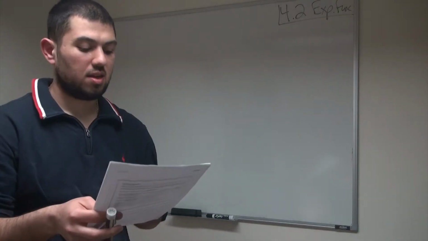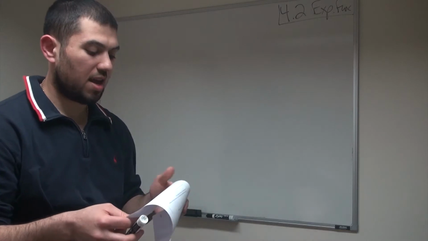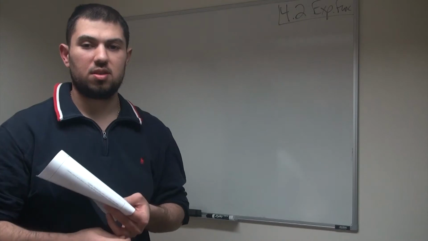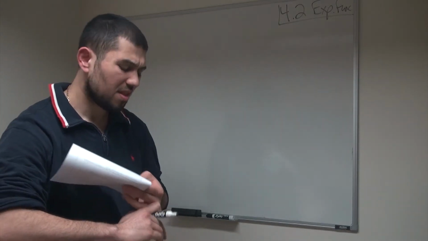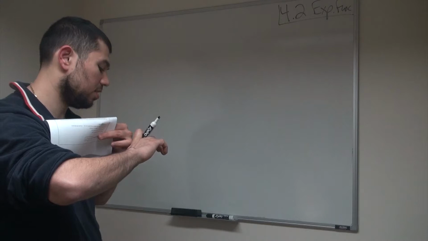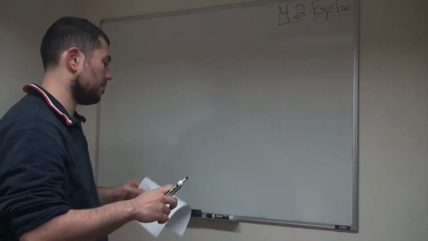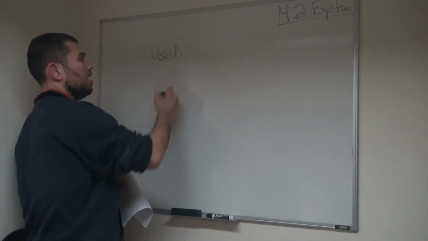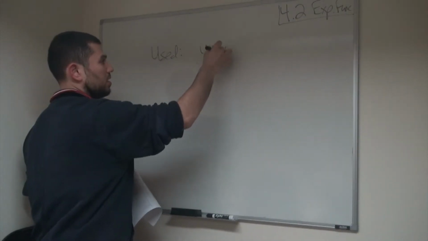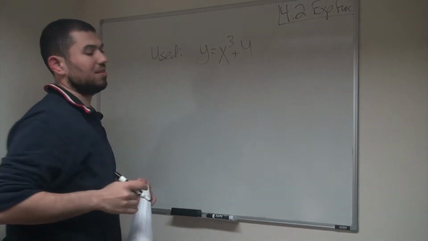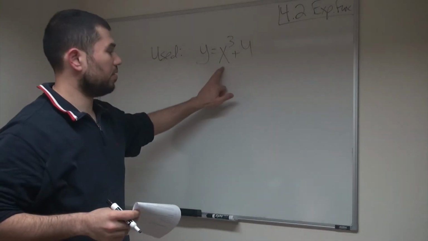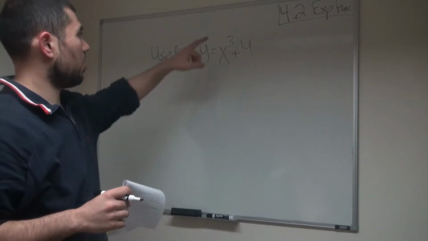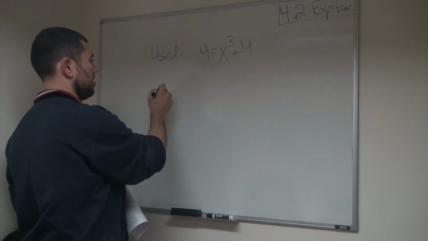So let's get started. 4.2 deals with the natural exponential function. A couple of weeks back, we already started discussing exponential functions, in general, what they were, and how they varied from functions that you were used to seeing. We were used to seeing beforehand a function like y equals x to the third plus four, something of that nature, where we have a variable in our base. Now we're going to have our variable in our exponent, right? And that's what's going to give us an exponential function.